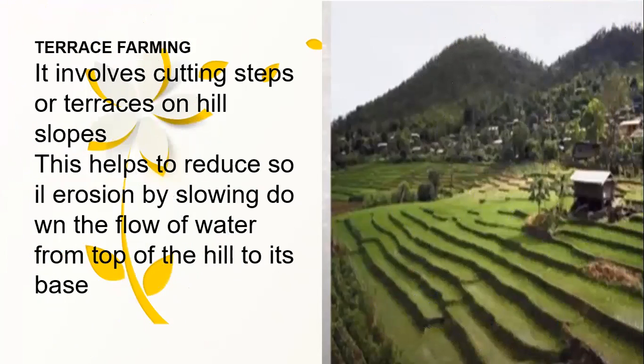Terrace farming is a very efficient method of soil conservation, especially in hilly areas. In this, a landmass is given a stepped appearance, just like shown in the picture, in which plants are grown. As you can see in the picture, and I have explained earlier also, it involves cutting steps or terraces on hill slopes. This helps to reduce soil erosion by slowing down the flow of water from the top of the hill to its base.